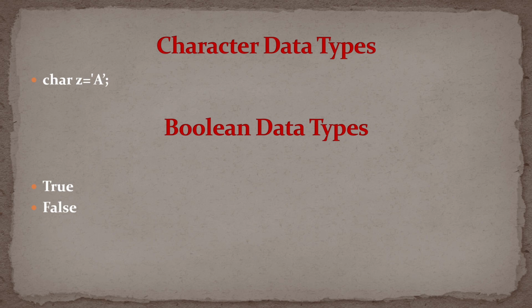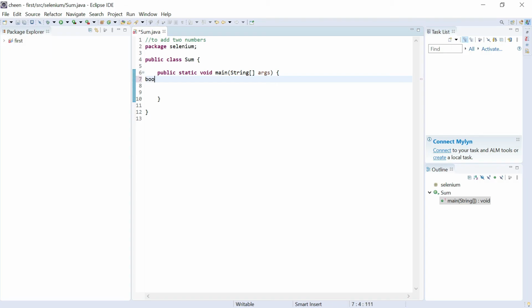Let's look into the example of the Boolean data type. So I'll write boolean A assign. You can write true. Look at this, true is accepted as the value. But if I write something else, let's say ABC and semicolon, it's not accepting it. Why? Because Boolean can accept only two values, that is true or false.